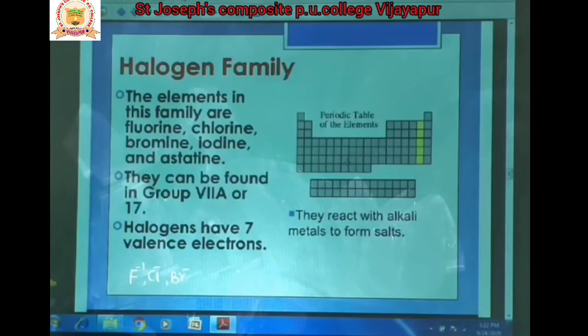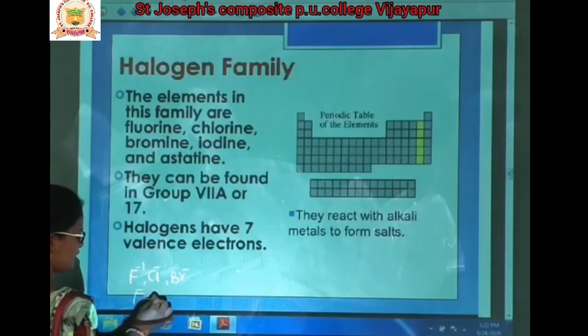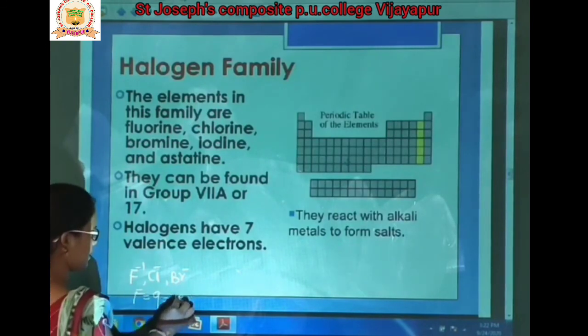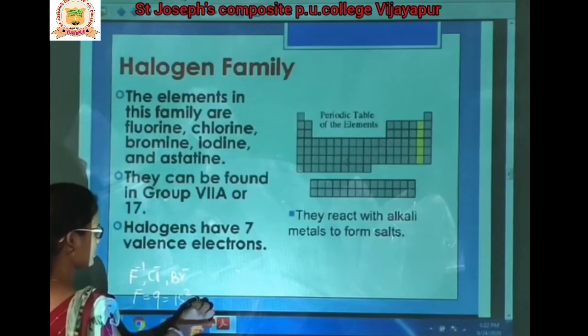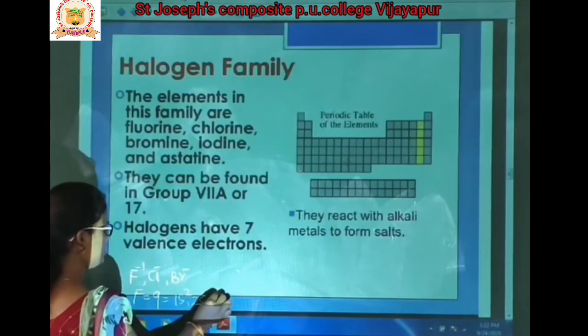How? Check once. Fluorine, atomic number 9. Write the electronic configuration as 1s2, 2s2, 2p5.